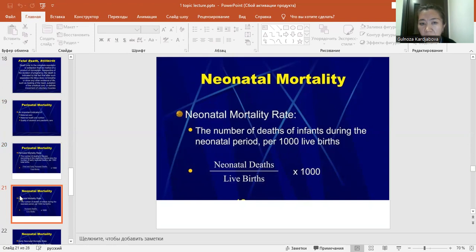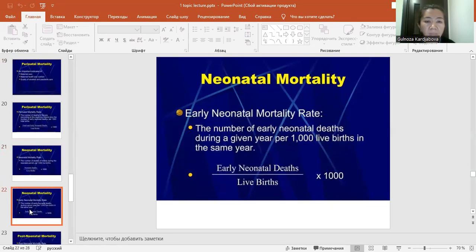Neonatal mortality rate, we will calculate the number of deaths in infants during the neonatal period per 1,000 live births. The formula is shown on this slide. So, early neonatal mortality rate, the number of early neonatal deaths during a given year per 1,000 live births in the same year.